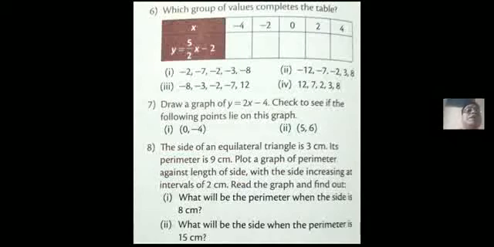Third one will be when x is equal to 0, y becomes minus 2, that also satisfies. Fourth value, when you take x is equal to 2, y becomes 3, that also satisfies. Fifth value, when you take x is equal to 4, y becomes 8, that will satisfy. Therefore, the second option is the correct choice for filling the table.